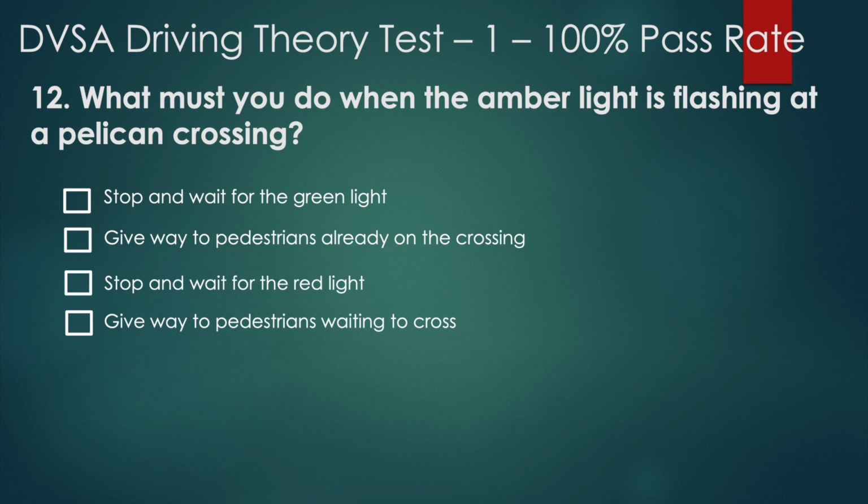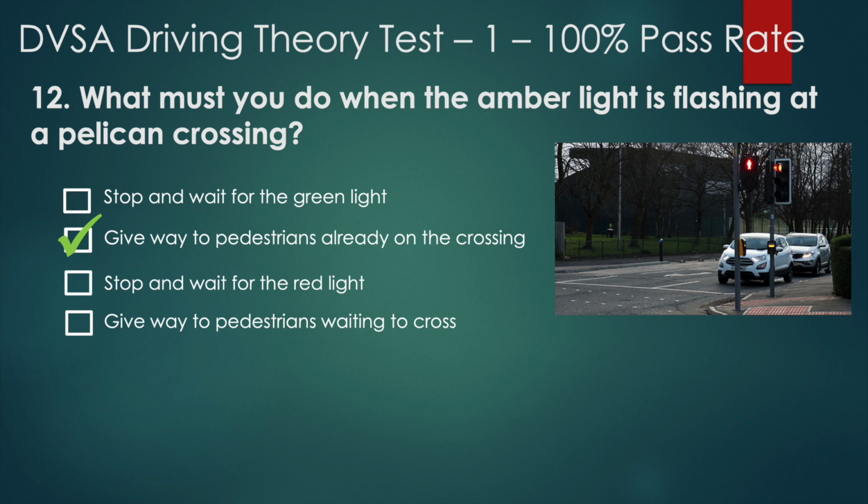12. What must you do when the amber light is flashing at a pelican crossing? A. Stop and wait for the green light. B. Give way to pedestrians already on the crossing. C. Stop and wait for the red light. D. Give way to pedestrians waiting to cross. And the answer is B. Give way to pedestrians already on the crossing. Many might not be aware of what a pelican crossing is, so a sample picture of a pelican crossing has been provided on the right side.